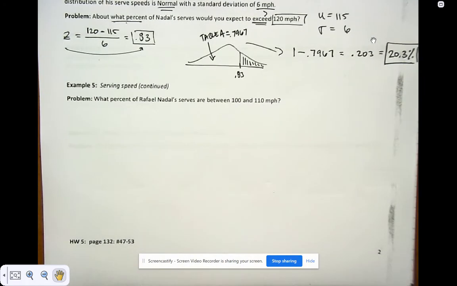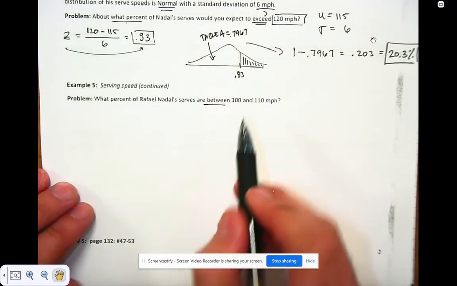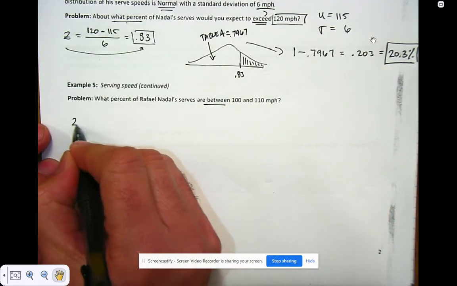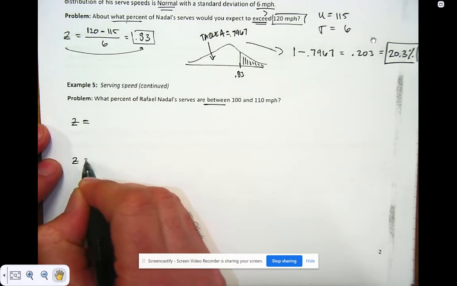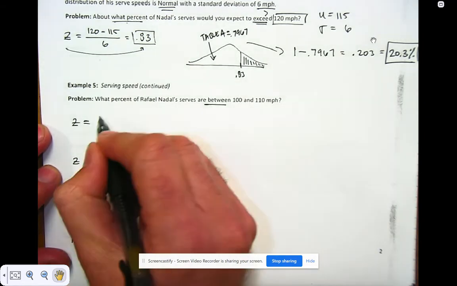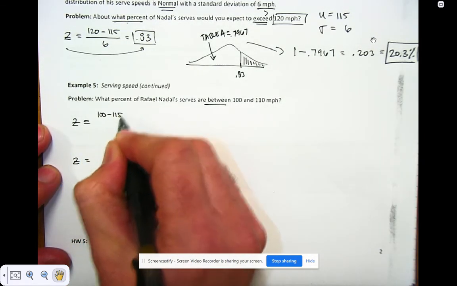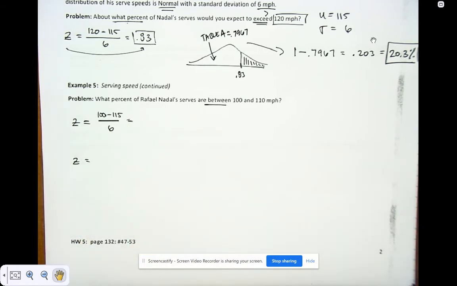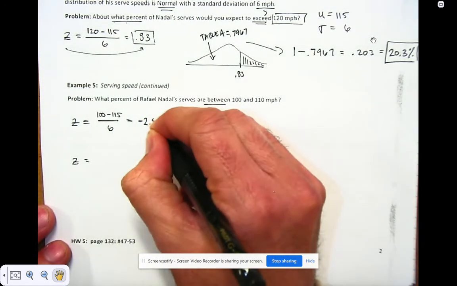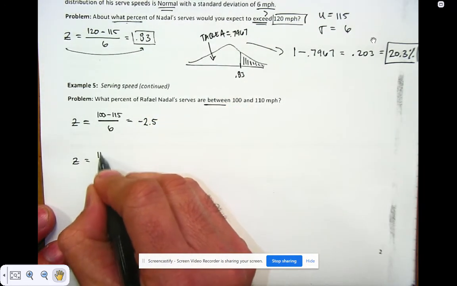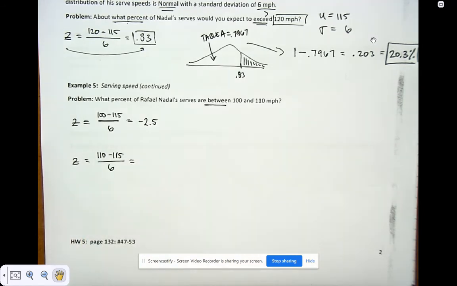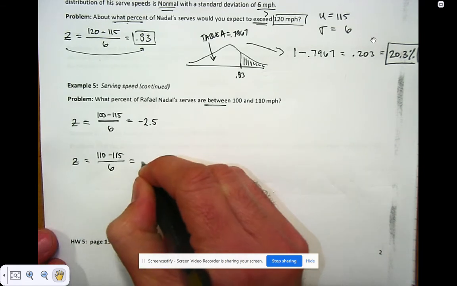Okay, last one down here. It's a between problem. So now we want to be between 100 and 110. Again, we're going to standardize both of those values. It's very simple. To standardize something means to turn it to a z-score. You take your observed value of 100, subtract your average, divide by your standard deviation, and you get a value of negative 2.5. You take your other value of 110, subtract your average, divide by your standard deviation, and you get negative 0.83.